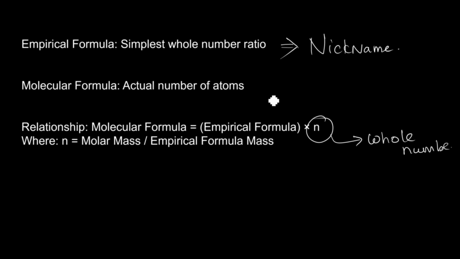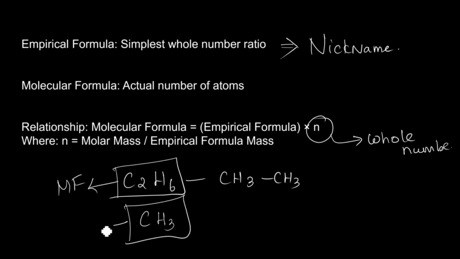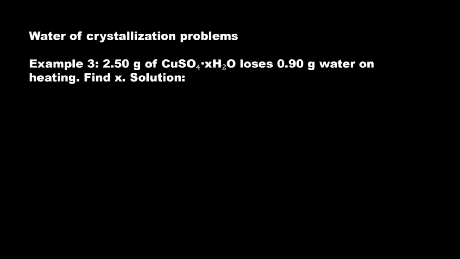Let's take the example of C2H6, which I can write as CH3. So C2H6 is my molecular formula and CH3 is my empirical formula, and the factor n here is 2. By multiplying CH3 by 2, I will get C2H6. Are you clear?